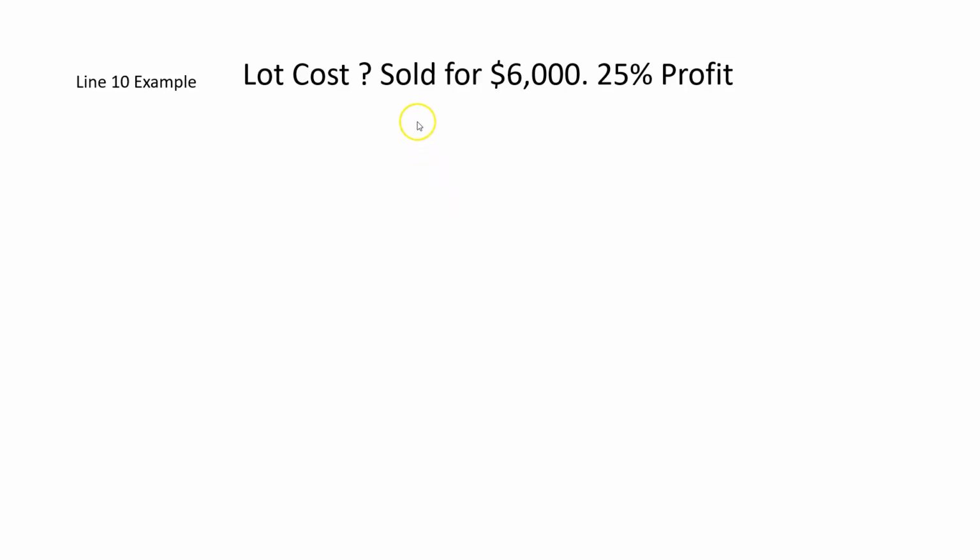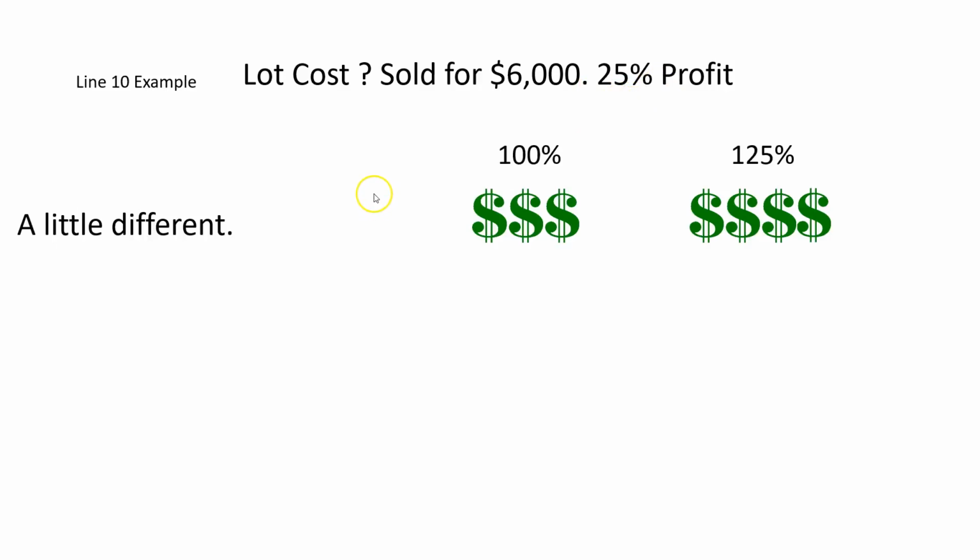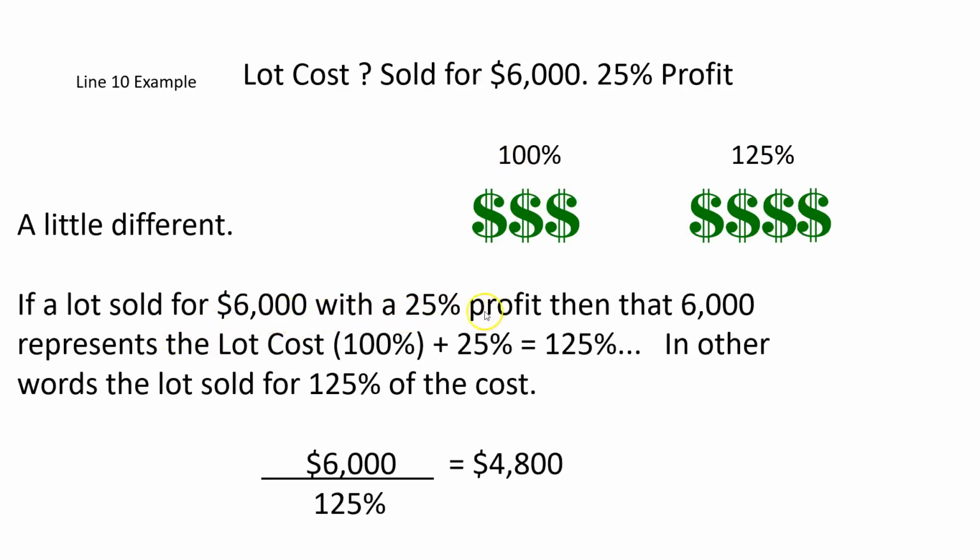How about this? I know that I sold a lot for 6,000. I don't know what it cost me, but I know I made a 25% profit. A little bit different. I had 25% more dollars when I sold it than I paid for it. If a lot sold for 6,000 with a 25% profit, then that 6,000 represents the lot cost, which is 100% plus the 25, 125%. To get back to the original figure, I would therefore divide the 6,000 by the 125%, which will give me 4,800.